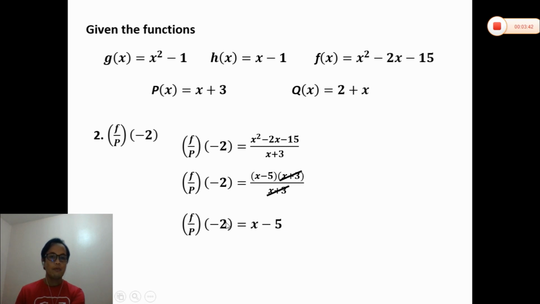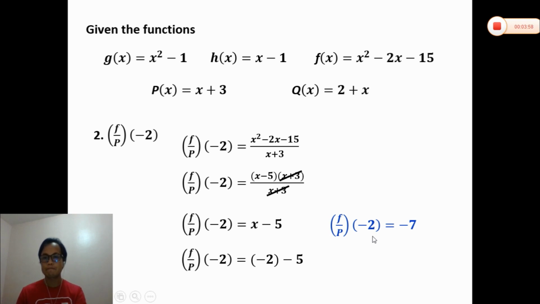So this time, we need to substitute negative 2 for x in this function. So the resulting equation becomes negative 2 minus 5, which is negative 7. So the final answer is negative 7.